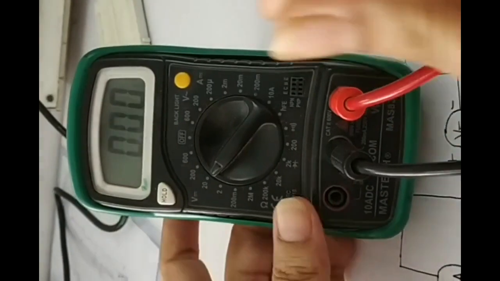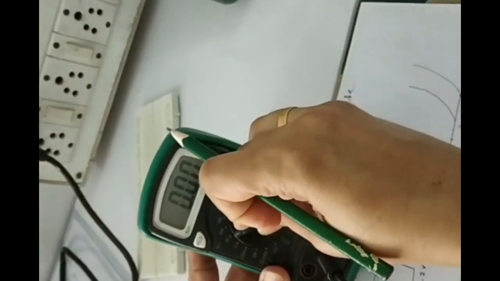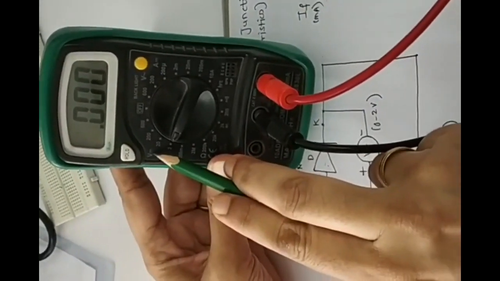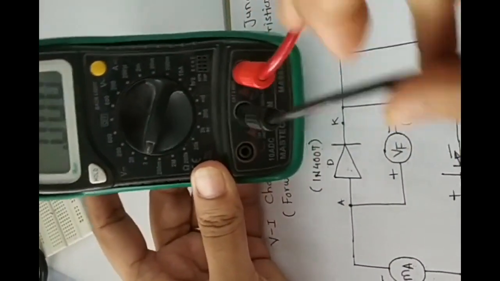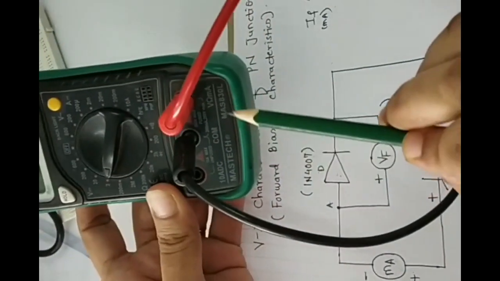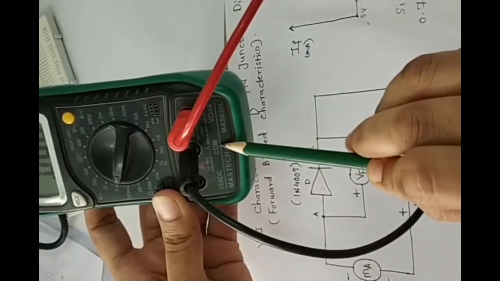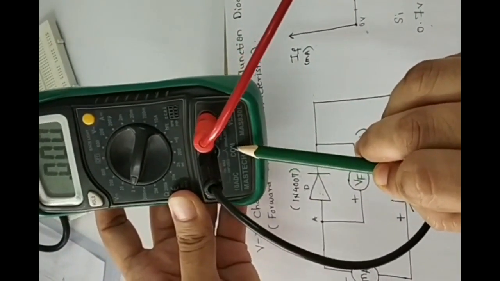We just have to select the range. For example, for forward voltage I have written here 2 volt, so just adjust 2 volt here. This is DC 2 volt, and connect the positive and negative terminal. The positive terminal you will always connect for measurement of voltage, and common is always your ground terminal.